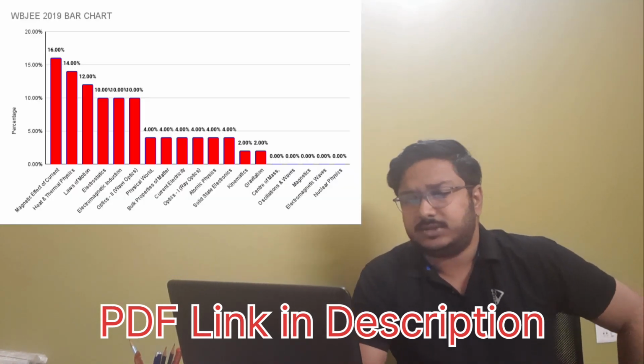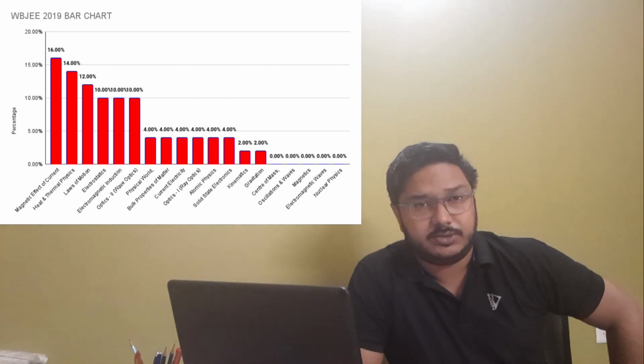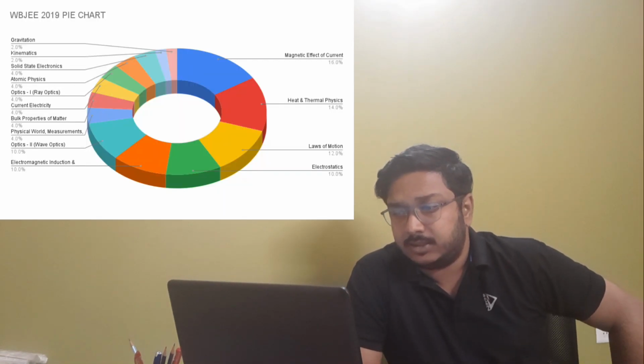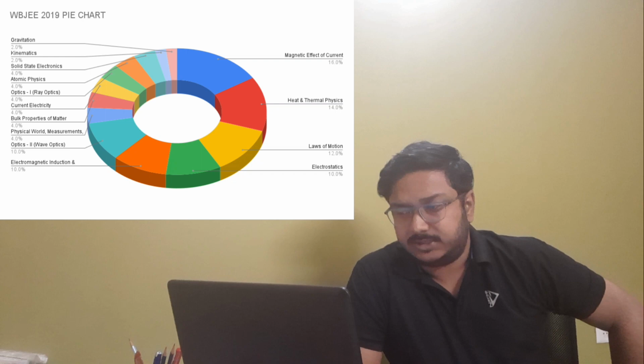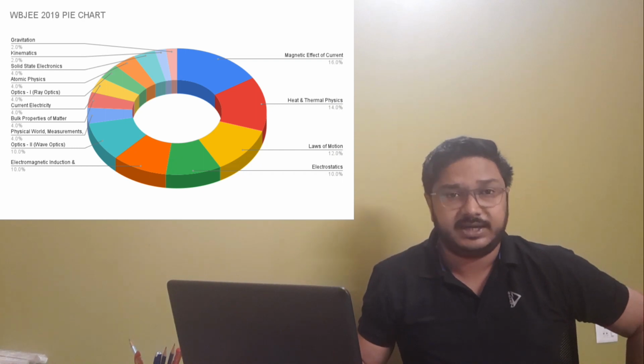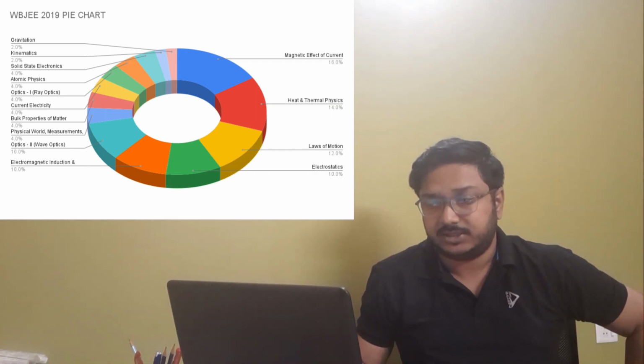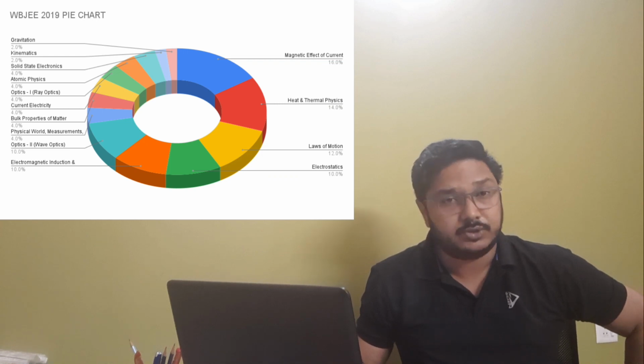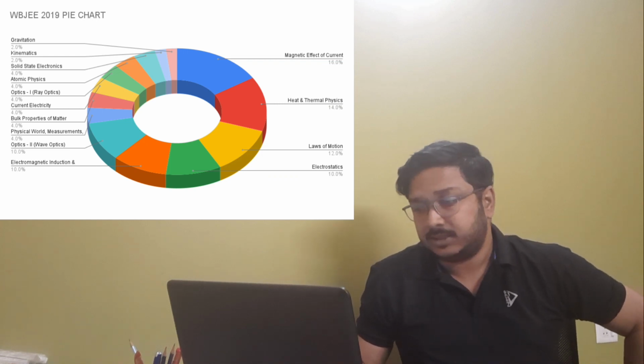Let's begin with the analysis of WBJEE 2019. The major chunk of the questions, that is almost 60% of the questions, have come from the 5 modules, that is magnetic effect of current, heat and thermal physics, laws of motion, electrostatics, electromagnetic induction and AC.